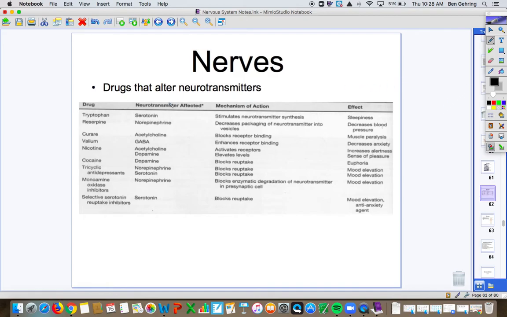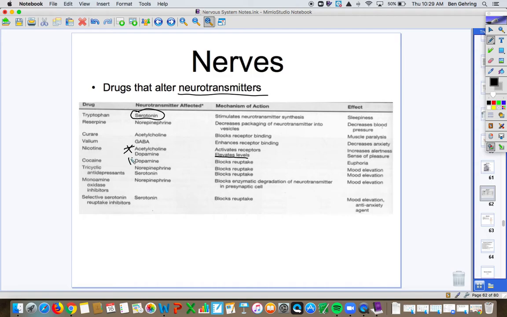Here's some drugs, and this is what drugs do for you, or what they do to you is they alter your neurotransmitters. So you have different types of drugs. You have tryptophan, which involves serotonin. So this stimulates serotonin to be synthesized, which makes you sleepy. You have nicotine, which messes with acetylcholine and dopamine. So it activates your receptors for acetylcholine, makes you feel want to move and jittery, and your dopamine levels elevate. This is your feel-good drug. So it increases your alertness with the acetylcholine. It makes you feel good with the dopamine.